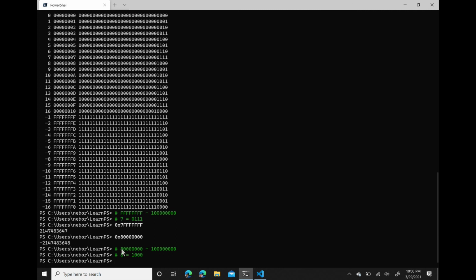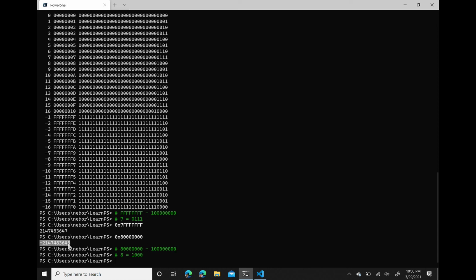So this number here has the high order bit set, the bit 31. The bit indices go from 0 up to 31. So bit 31 is set to 1, and all the other bits are set to 0. So this is the smallest possible unsigned positive number that has a high order bit set.